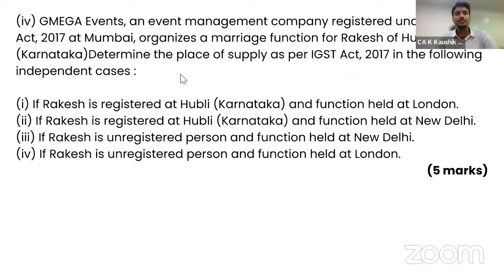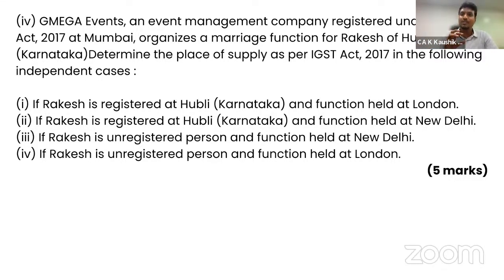The last question is on the place of supply and location of supply. G Mega Events, an event management company registered under the CGST Act 2017 at Mumbai, organizes a marriage function for Rakesh of Hubli. Determine the place of supply in the following independent cases. If Rakesh is registered at Hubli, Karnataka, and the function is held in London. In the case of a registered person, the place of supply shall be the place where he is registered. If the location of supply is outside India, since it is held outside India, the place of supply shall become Hubli, Karnataka.